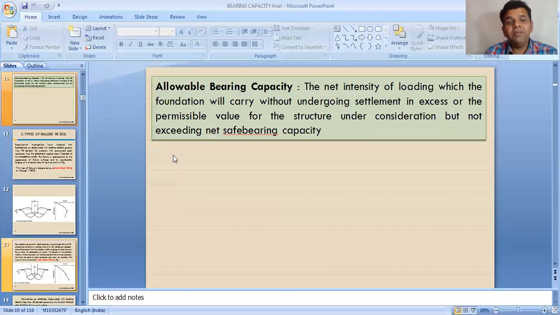And what is allowable bearing capacity? The net intensity of loading at which the foundation does not undergo excessive settlements, or undergoes only the permissible settlements, is known as the allowable bearing capacity. These are the two terms which are very important to understand.